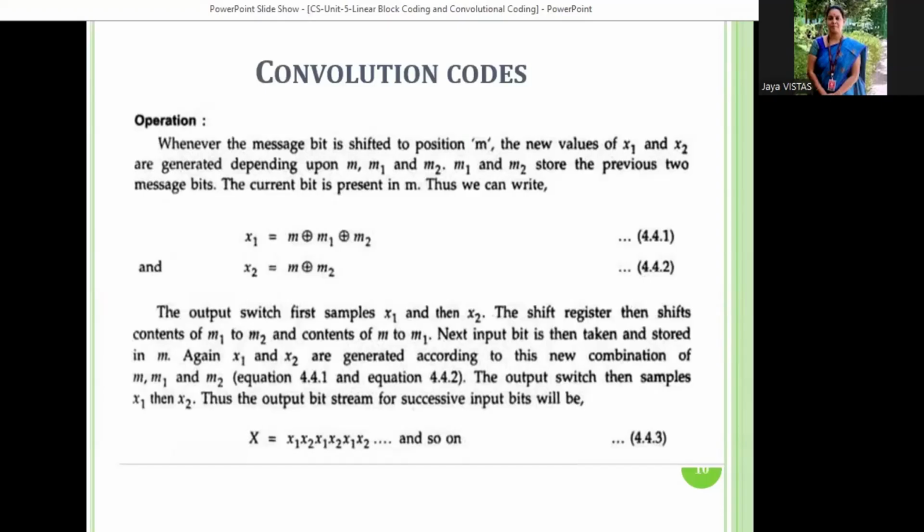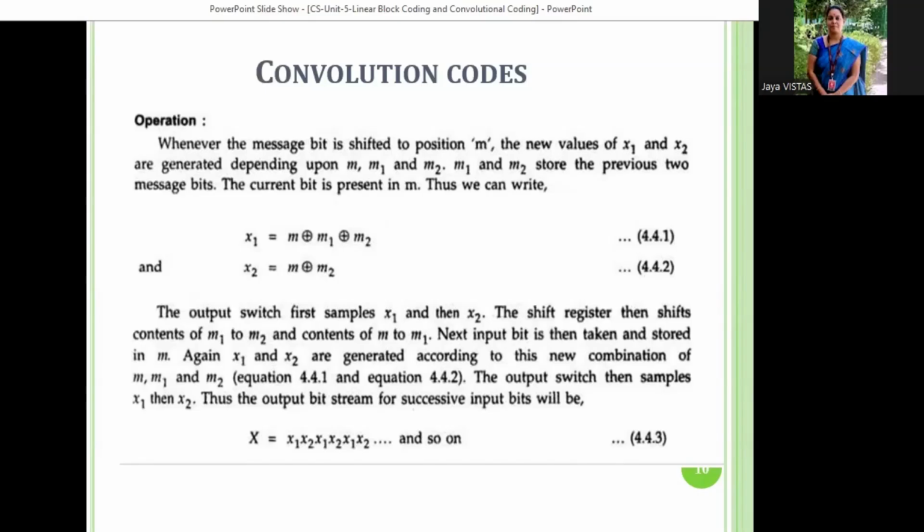Okay, then what is the operation behind the convolutional encoder? Whenever the message bit is shifted to position M, that means the current message bit, the new values X1 and X2 are generated depending upon M1 and M2. M1 and M2 store the previous two message bits. So the current message bit is present in M. That is the first bit.